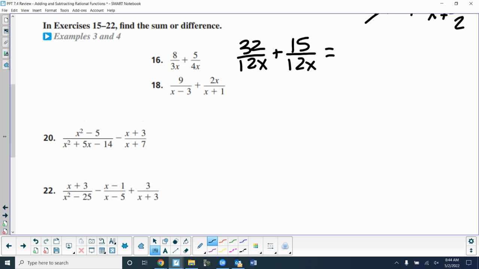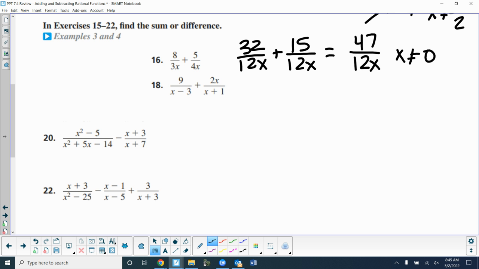Right? We got to multiply 3 by 4 to get 12x. So 8 times 4, 32. I multiply 4x by 3 to get 12x. So I go 5 times 3 to get the 15. So it's 47 over 12x. And then x cannot be 0. Right?